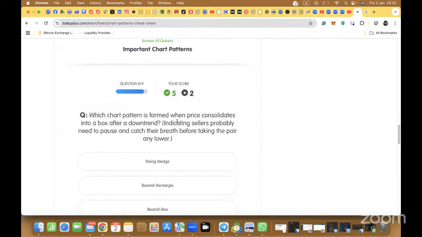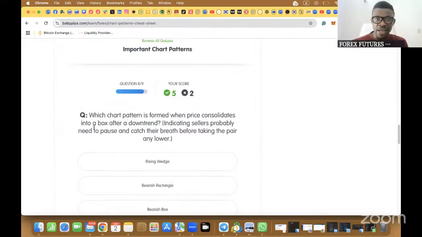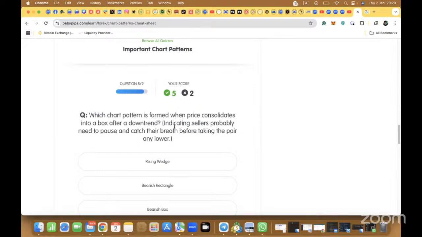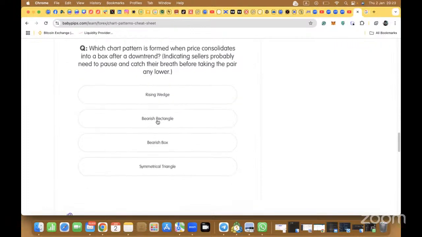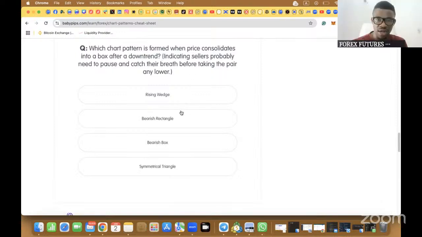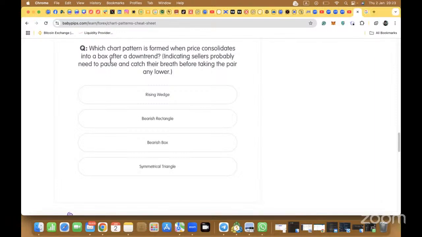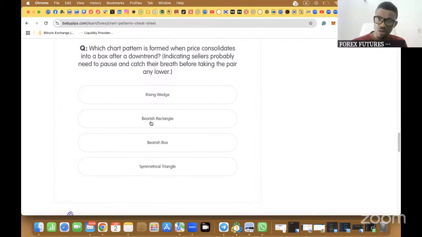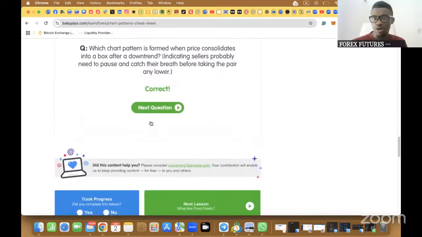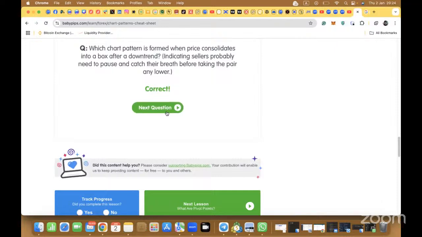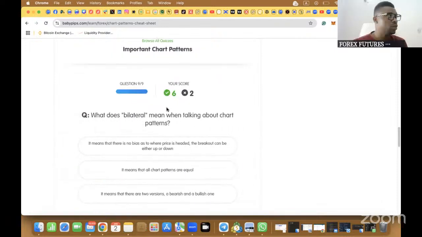Which pattern is formed when price consolidates into a box after downtrend, indicating sellers probably need to pause and catch their breath before taking their pair any lower? Rectangle. The key word is rectangle. What they are saying here, consolidate in a box. Bearish rectangle. Yes or no? No. I will choose bearish rectangle. I'm correct. I'm done. We're doing tests, please.